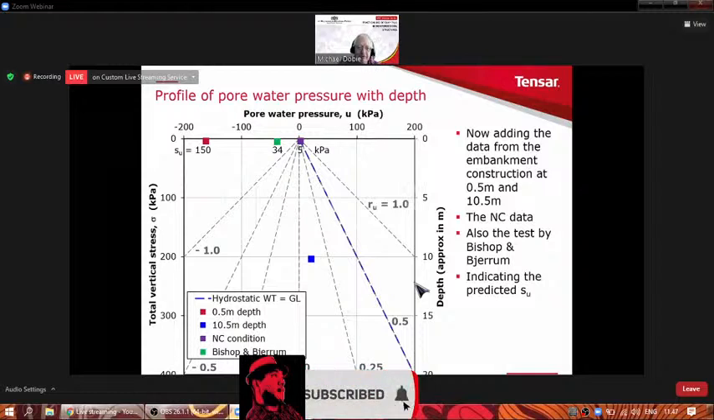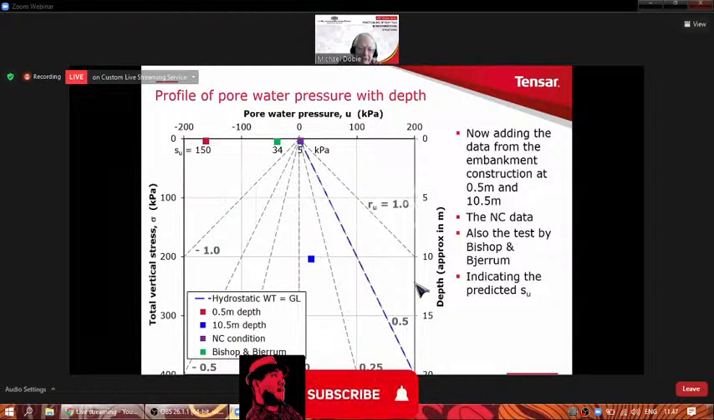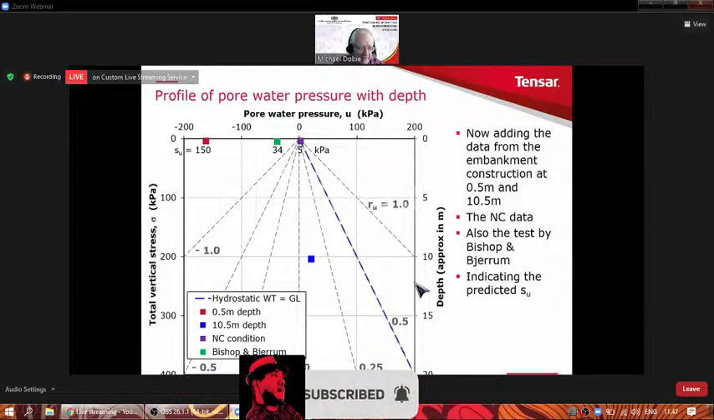What you can see is that at very shallow depths, as you move to the left on this diagram, in other words, as your suction becomes higher and higher, then your undrained shear strength is also becoming higher and higher. And that's what we'd expect to see when you're compacting a clay fill.